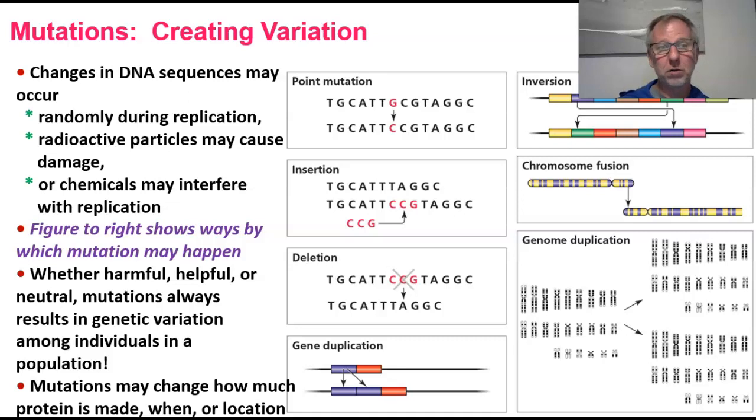Also, radioactive particles can cause damage to DNA, cause mutations, radiation even from the sun, ultraviolet radiation, or chemicals called mutagens may interfere with DNA replication and also cause mutation. But the most important source is random errors during DNA replication. So the figure to the right is summarizing for us ways in which mutations may happen. So point mutations, just a single nucleotide changing in the DNA, most common ones being substitutions.